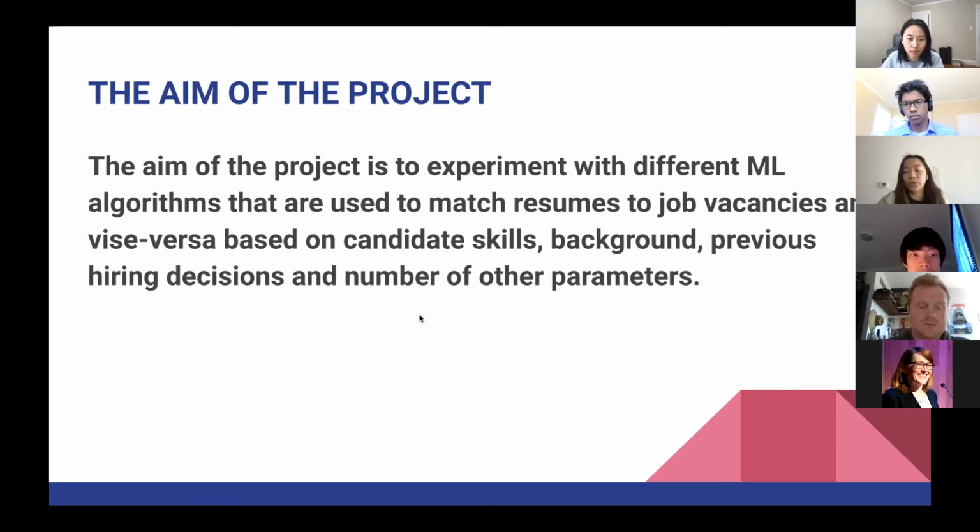After we researched a lot of the available algorithms, we ended up building our model based on three algorithms.